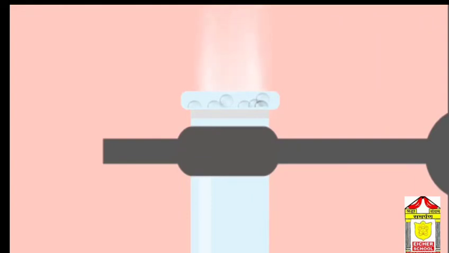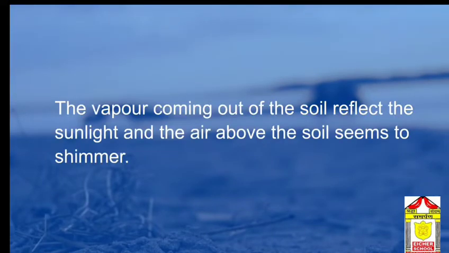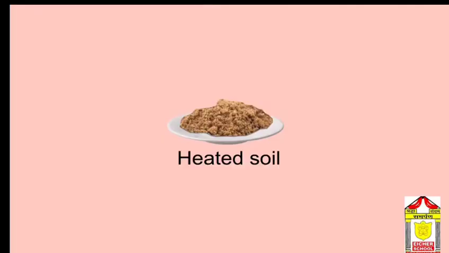On heating, water in the soil evaporates, as you can see here, and moves up and condenses on the cooler inner walls of the upper part of the boiling tube. Similarly, on a hot summer day, the vapor coming out of the soil reflects the sunlight and the air above the soil seems to be shimmering.